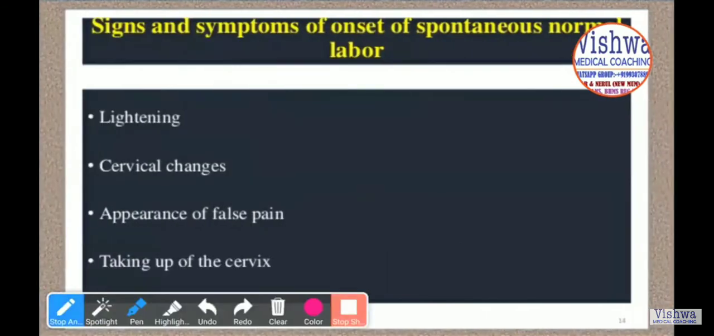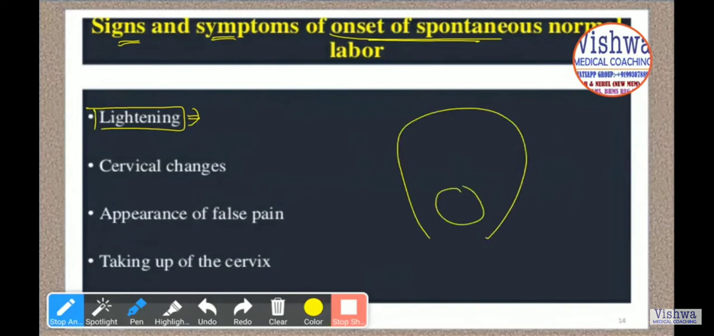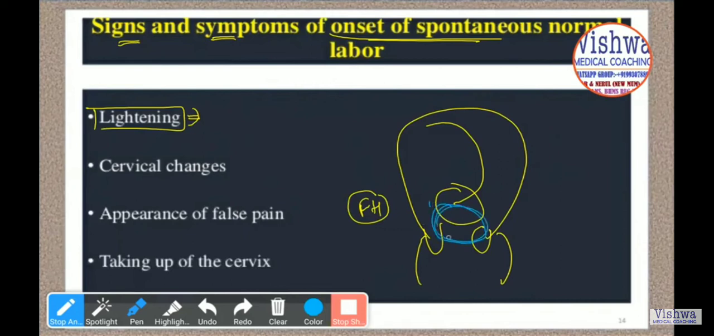Let's come to the signs and symptoms that give an idea about the onset of spontaneous labor. The first thing I was talking about was lightening. Remember, we talked about lightening in the last class. Let's say this is the cervix, this is the fetal head. In the last month, there is a descent of the baby's head into the pelvis, and because of that, the fundal height also reduces.